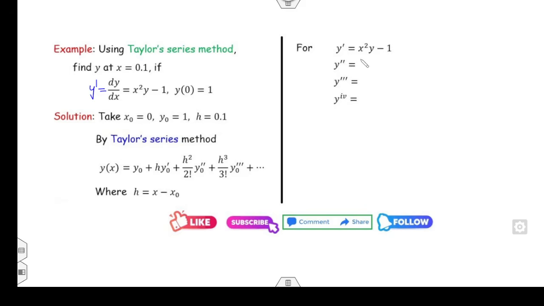Now can you apply this? Can you find the derivative with respect to x? I can use the product rule: 2x into y plus x square into y prime. Now I can use the product rule again: 1 into y plus x into y prime, plus 2x into y prime plus x square into y double prime. Now you can see xy prime, xy prime. If you open this bracket, that expression becomes 2y plus 4xy prime.